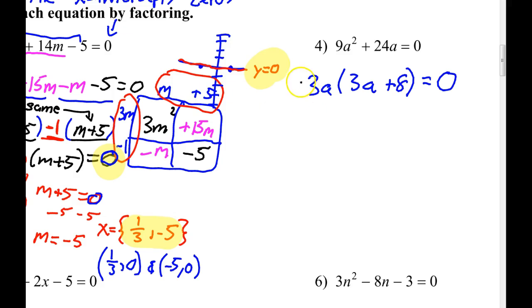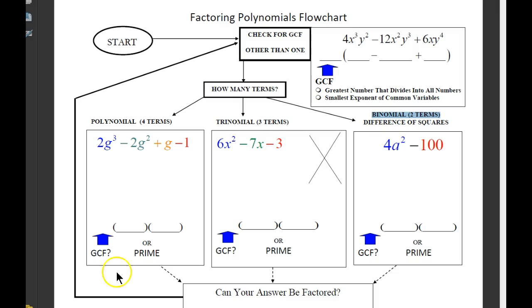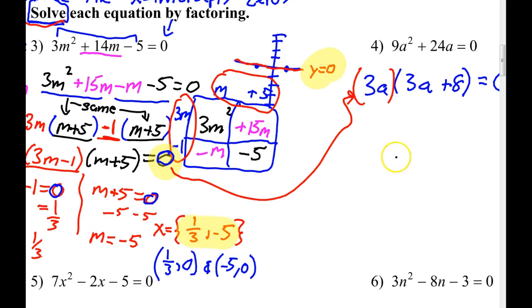So from there, you can just solve. Right here, you're at the point we were right over here. See, we have two parentheses equal to 0. We're already at that point. We don't have to do all this other stuff because this only applies when there are 3 terms. So you only do all that when you have 3 terms. Then you use the X or the box and do all that. So that makes a big difference on how long this problem takes if you follow that flow chart.